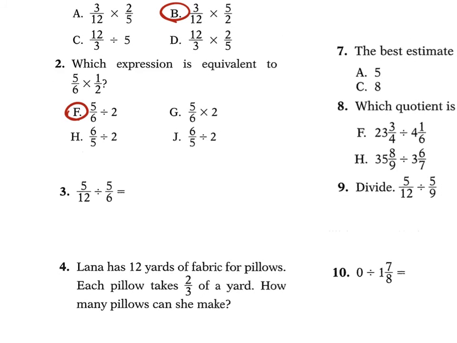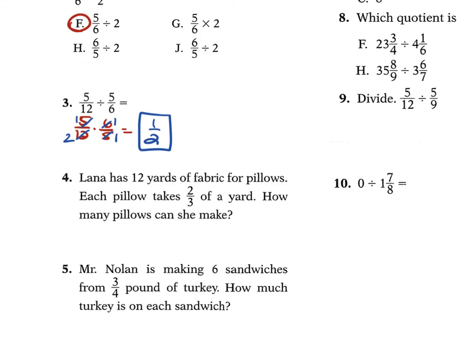For 3, we have 5 over 12 divided by 5 over 6. So that's 5 over 12 times 6 over 5. The 12 becomes 2, 6 becomes 1, the 5s both become 1. So that's just 1/2. For 4, it says Lana has 12 yards of fabric for pillows. Each pillow takes 2/3 of a yard. How many pillows can she make? So we're just doing 12 divided by 2/3. So that's 12 over 1 times 3 over 2. The 2 becomes 1, 12 becomes 6. 6 times 3 is 18.